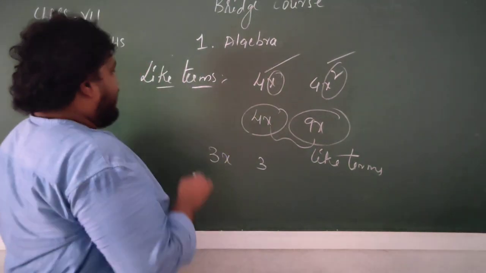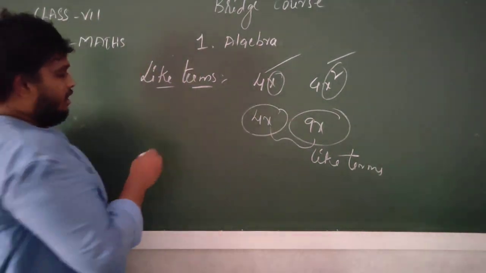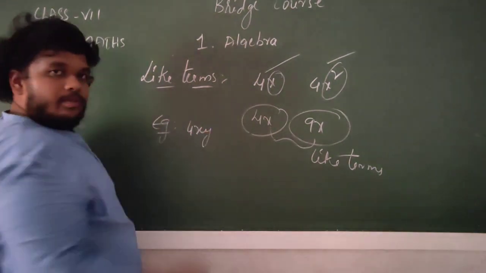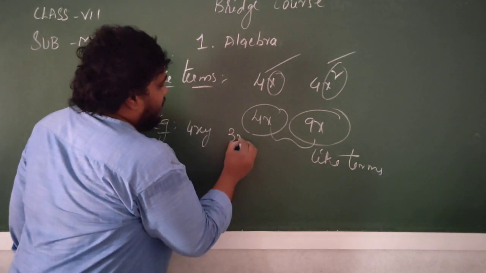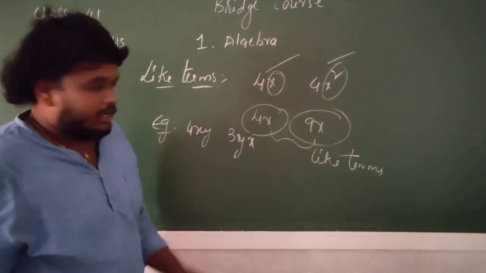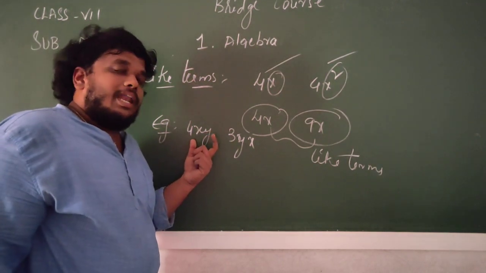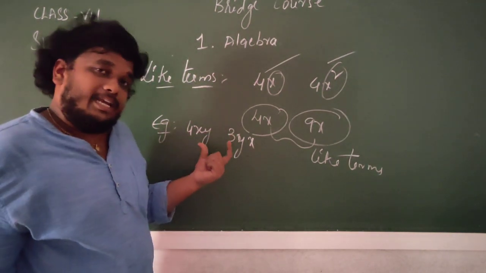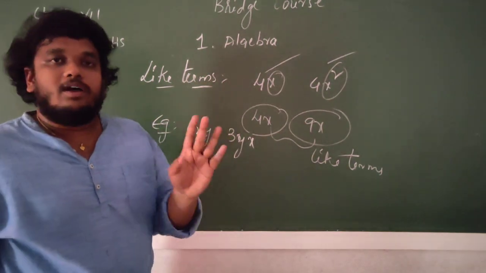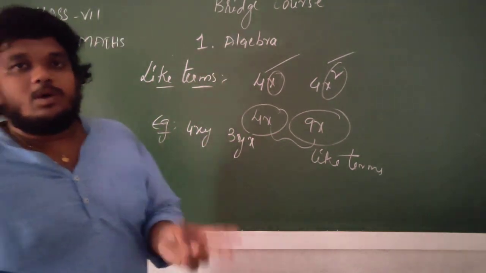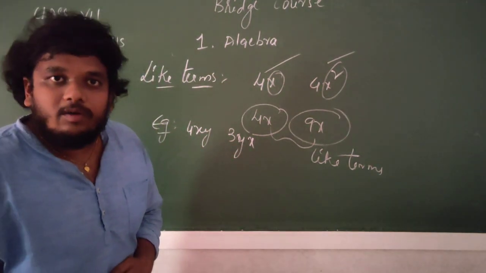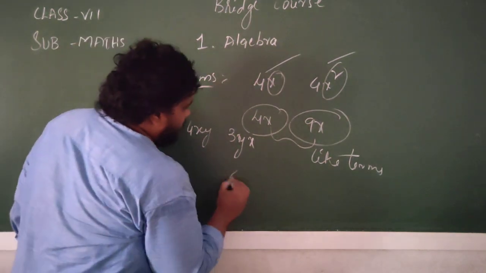Now I'll take two variables and one more example. 4xy and 3yx. Okay, xy and 3yx. See, are they like terms or unlike terms? They are like terms. Why? Because both the terms belong to the xy family. So they are known as like terms. Is it clear?